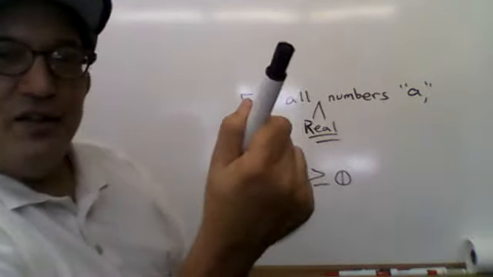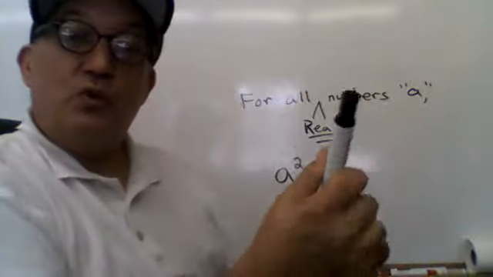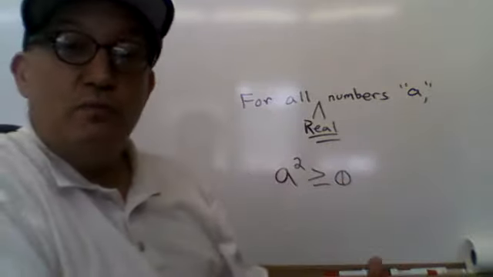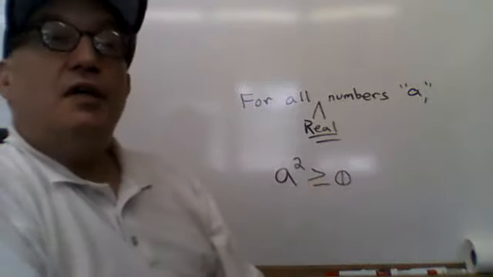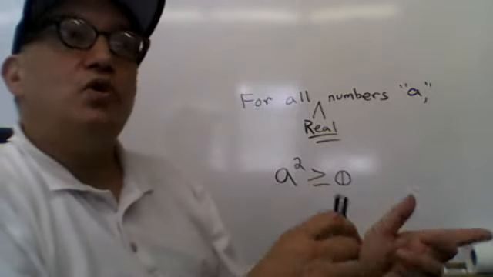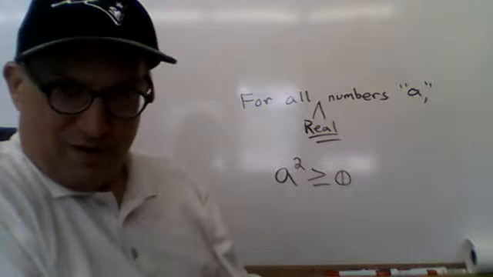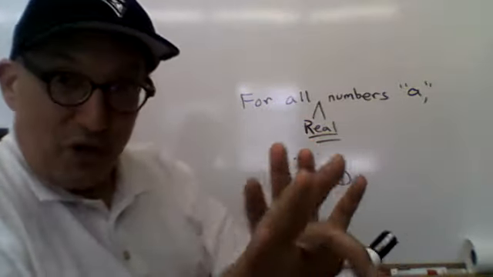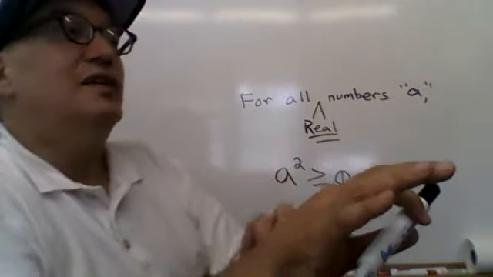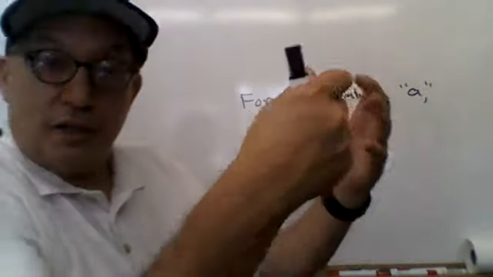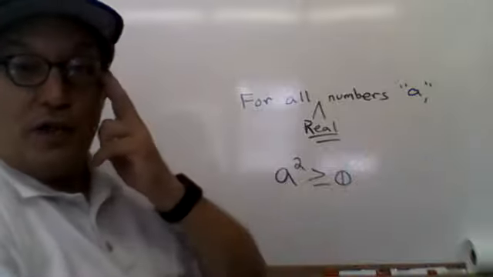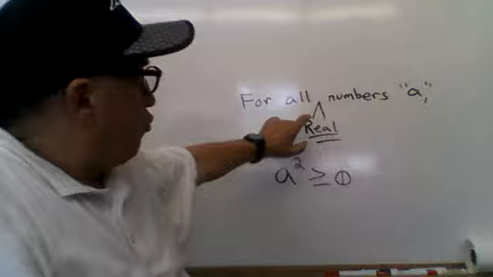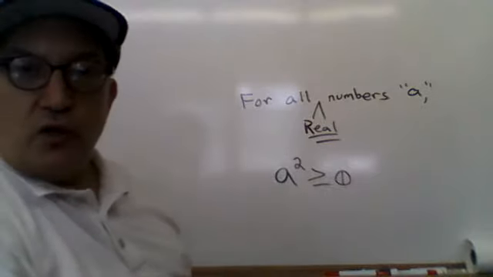Because there are some numbers that mathematicians were sort of forced to come up with, forced to recognize. Numbers that when you square them, you get a negative number. Okay? They're not real. Don't worry about it, it's not as weird as it sounds, but I just want to make you aware that there are numbers that are not real. Let's restrict ourselves to real numbers here. So for all real numbers a squared is greater than or equal to 0.